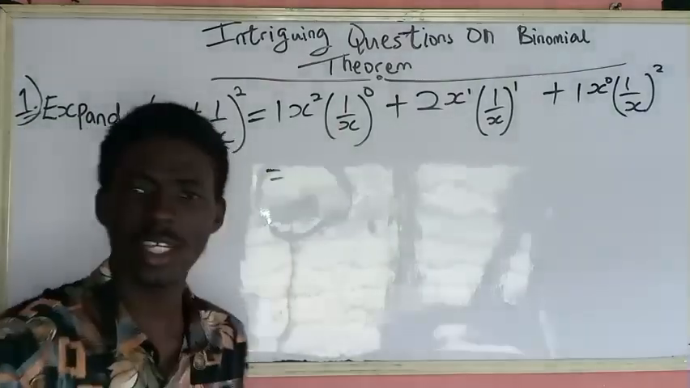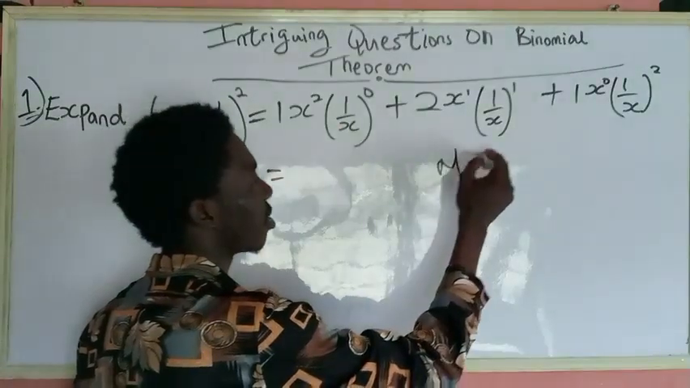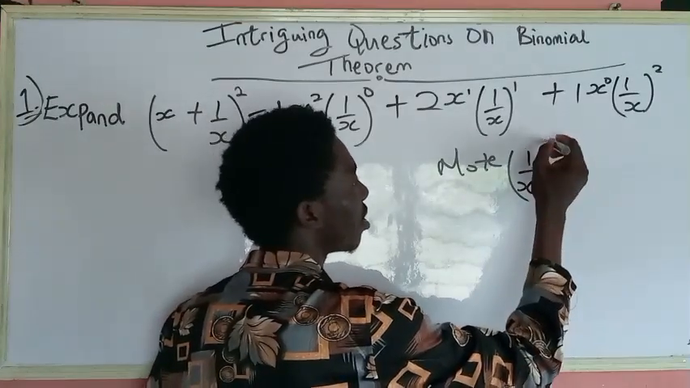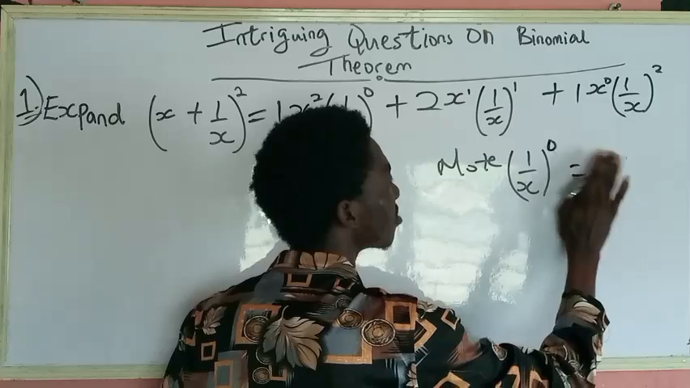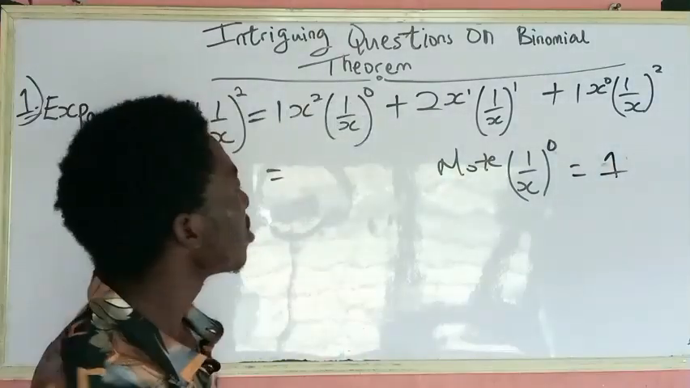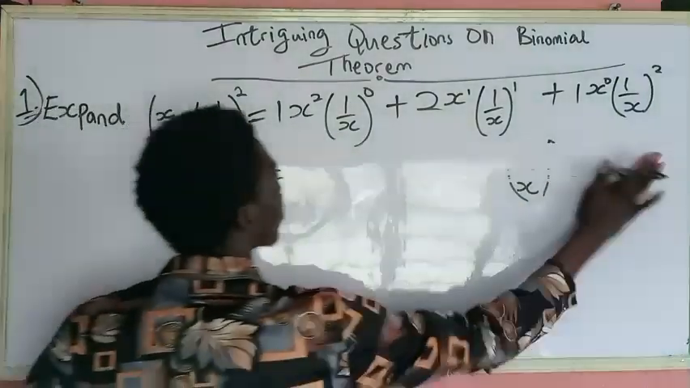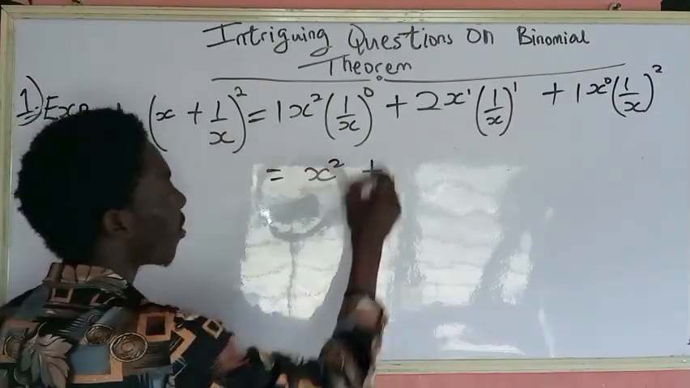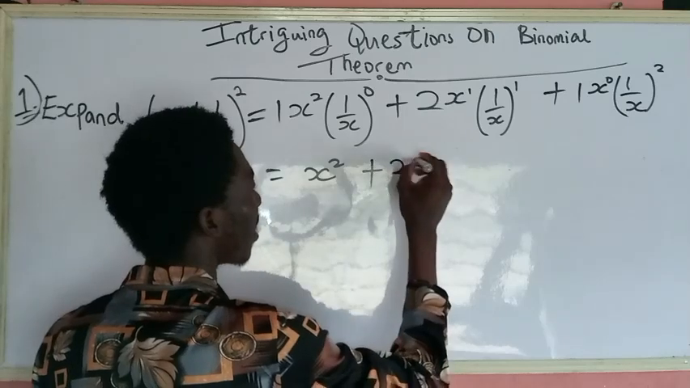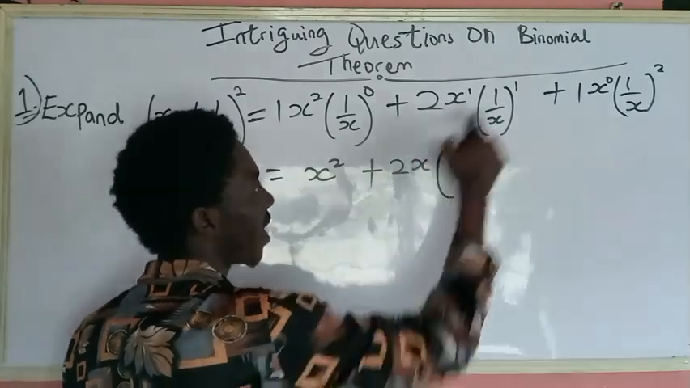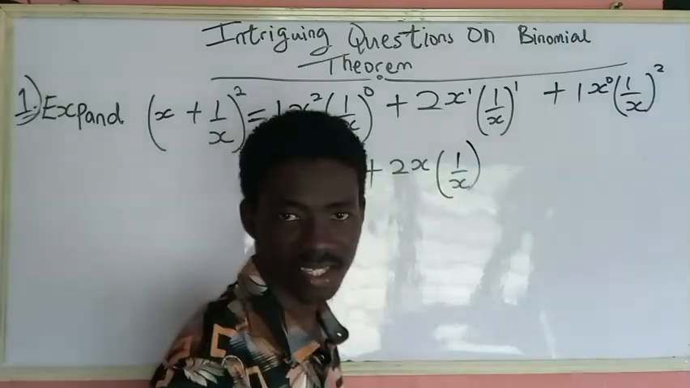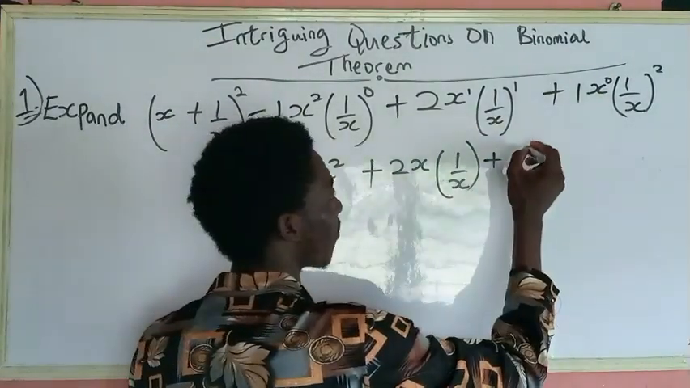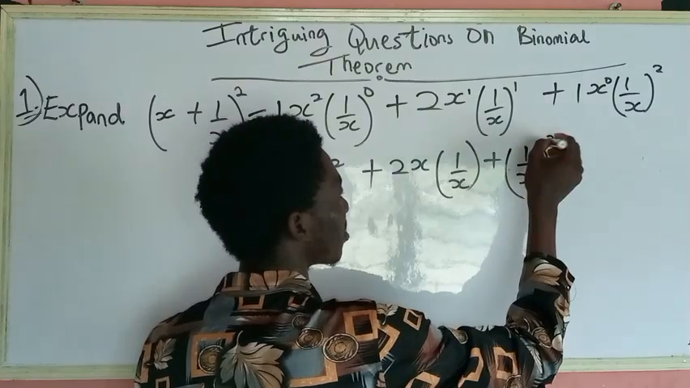So now, we know what is something raised to 0? Note, 1 over x raised to 0 is equal to 1. So that means this is equal to 1. That means I have here 1 times 1 is 1, and I have 1 times x squared. What about here? I have 2x. This is raised to 1, this is x, and you have a 1 over x. Can you see that? And the last one will be 1 times 1 is 1, and you have 1 over x all raised to 2.